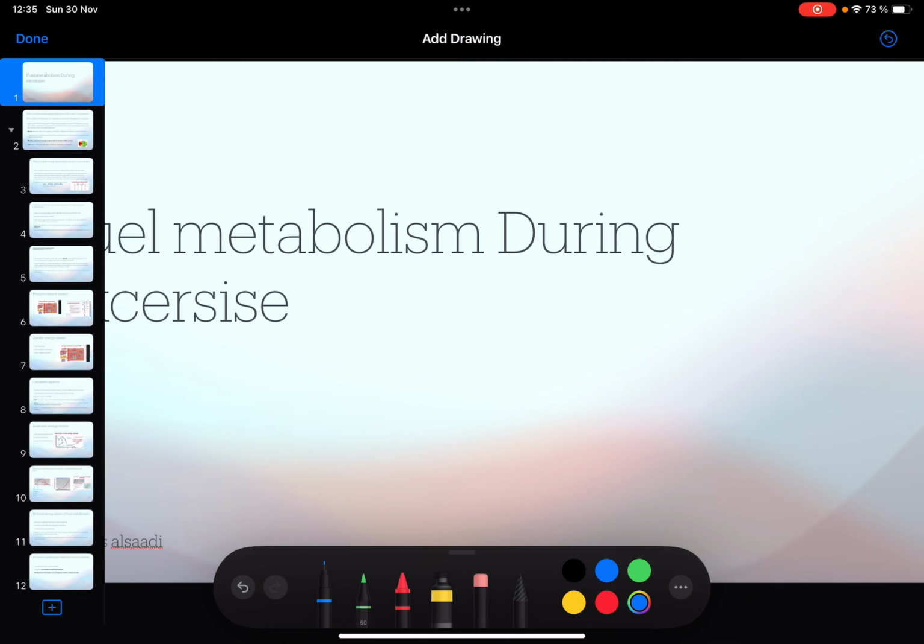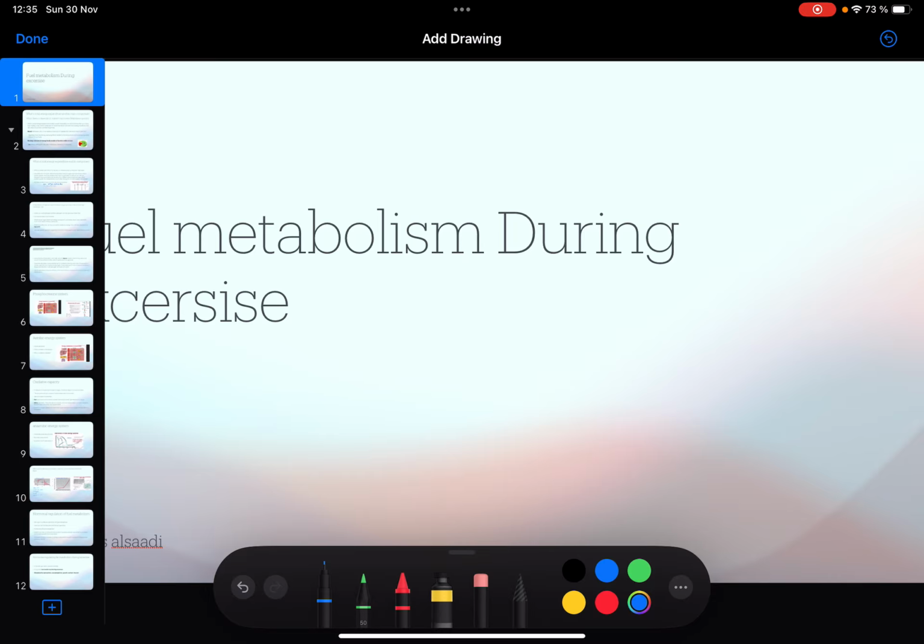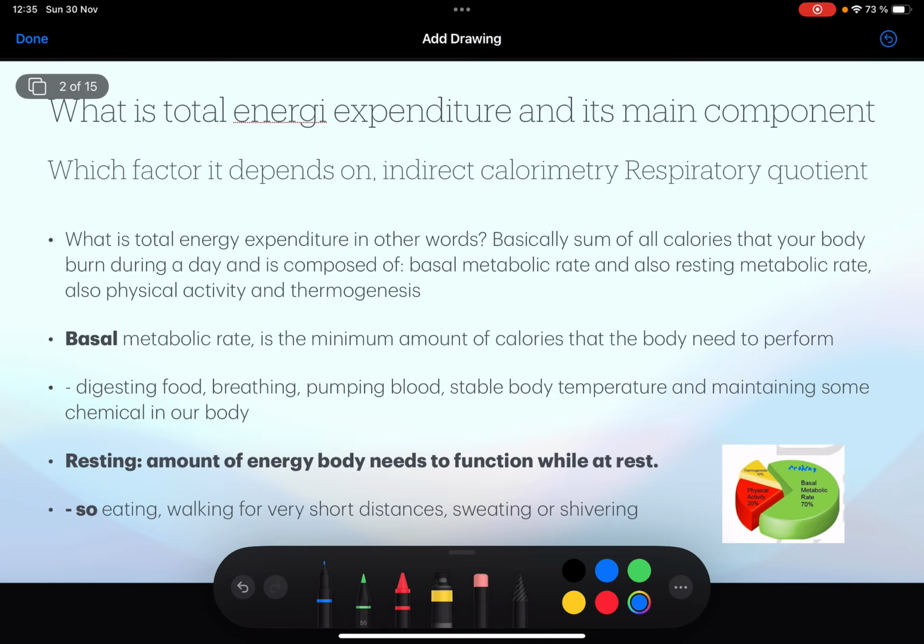Okay, so today I'm going to try to talk about fuel metabolism during exercise. So, what is the total energy expenditure and its main components, which factors does it depend on, and what is indirect calorimetry and respiratory quotient? First of all, what is the total energy expenditure, in other words?